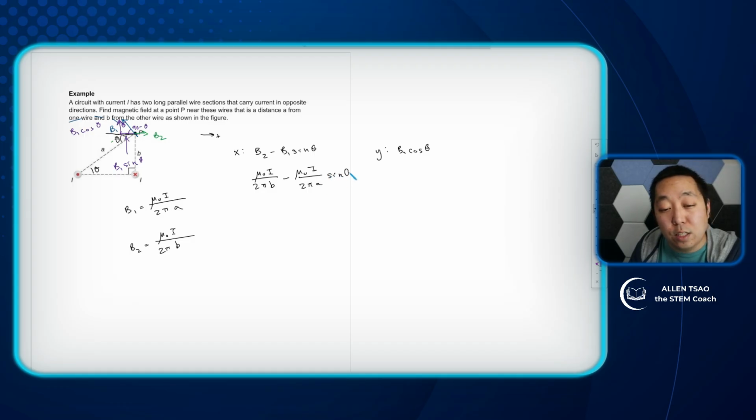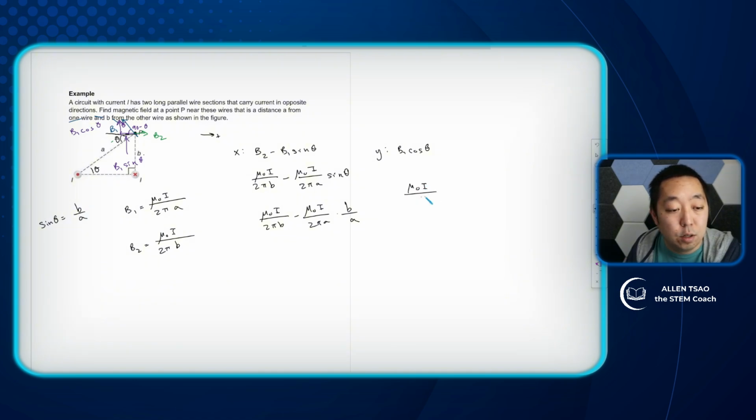Now, we didn't actually define sine theta. I just made up a theta to do it. But I know sine of theta is opposite over hypotenuse on this right triangle. So sine theta we know is b over a. So we can make that b over a. So this is going to be mu naught I over 2 pi b minus mu naught I over 2 pi a times b over a. And then in the y component, we're going to have mu naught I over 2 pi a. Okay, this is the x component, this is the y component.